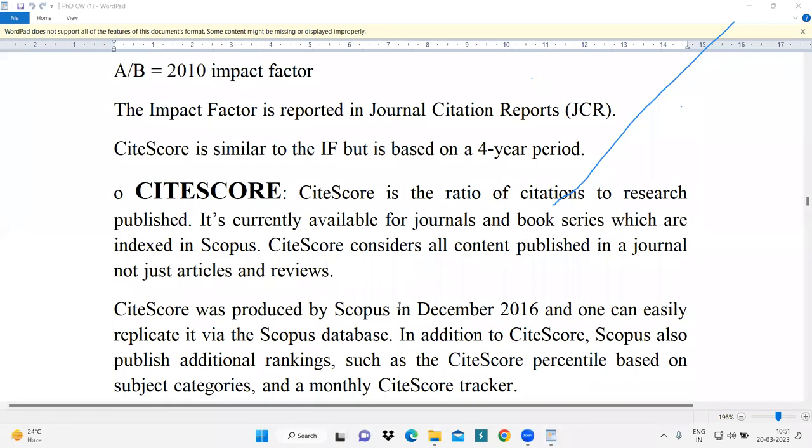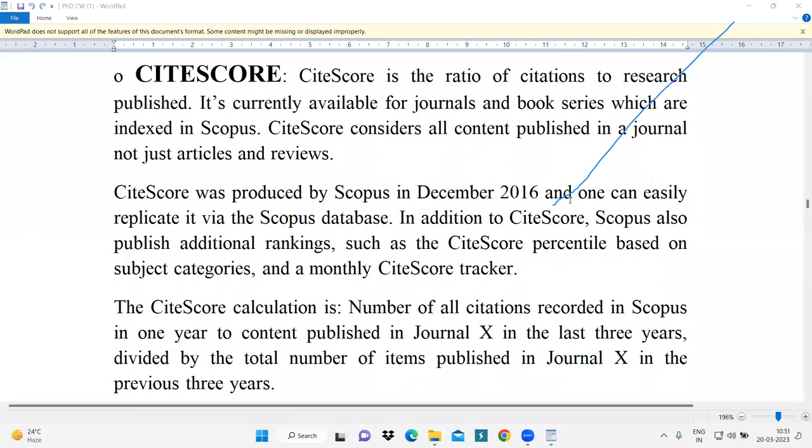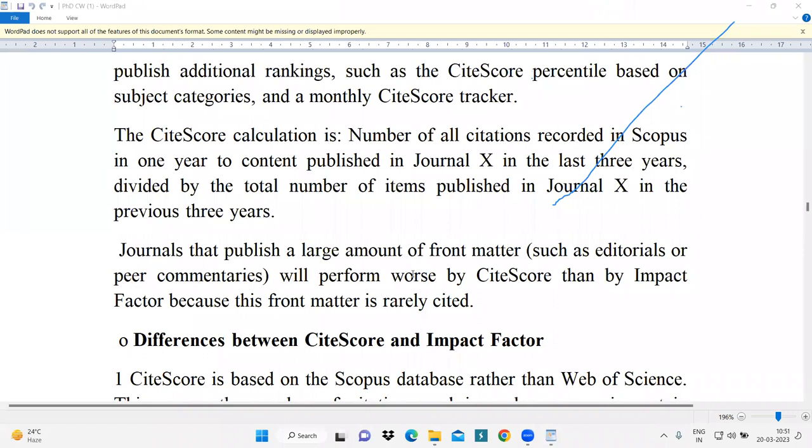Cite score was produced by Scopus in December 2016, and one can easily replicate it via the Scopus database. So this cite score is provided by the Scopus database. In addition to cite score, Scopus also publishes additional rankings such as cite score percentile. There are some more advanced metrics provided by Scopus. Apart from cite score percentile, subject category and monthly cite score tracker are also available. We are bothered about the basic cite score definition and how it is different from impact factor.